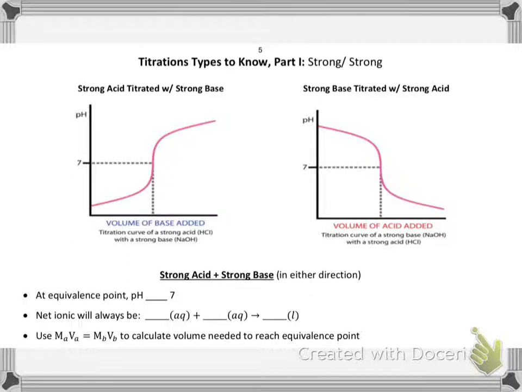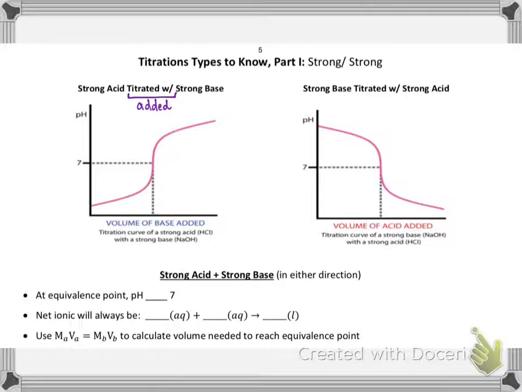The language, by the way, when it says titrated with, that's the stuff you add. So a strong acid titration curve is going to start low, but when you're titrated with a strong base, you're adding more and more base, so it's getting more and more basic over time. Whereas if you start with a strong base and titrate with a strong acid, it starts basic and then it gets acidic.